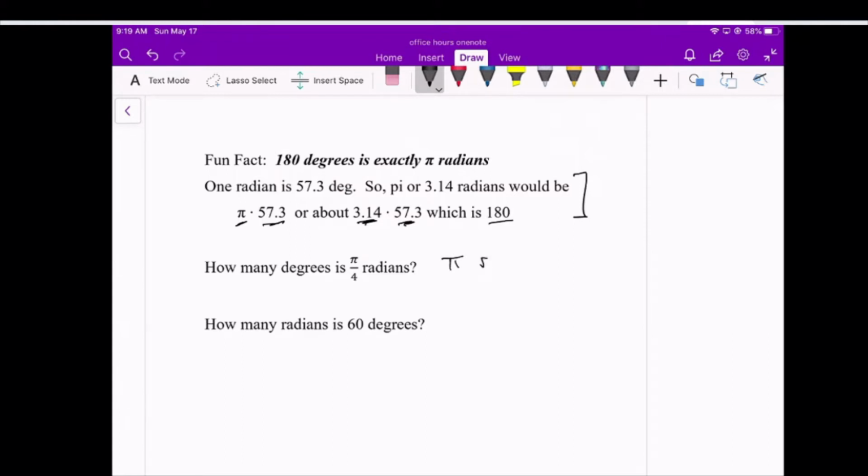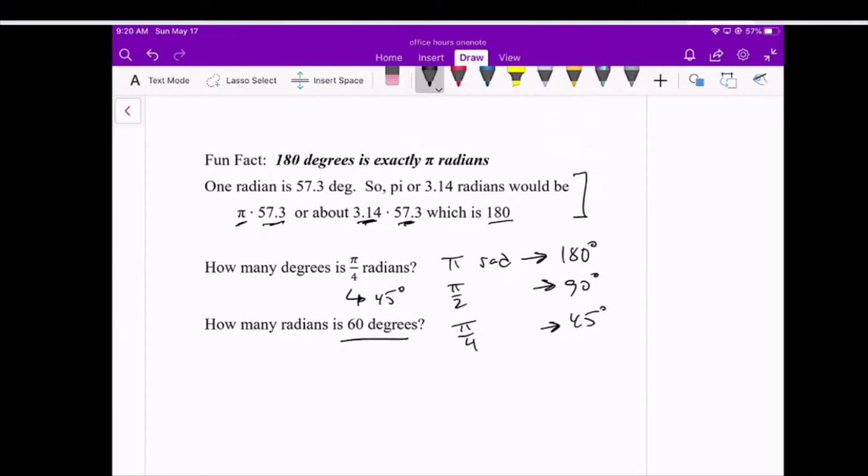Pi radians leads to 180 degrees. So half of that would lead to 90 degrees, and half of that again would lead to 45. So pi over 4 radians is exactly 45 degrees.